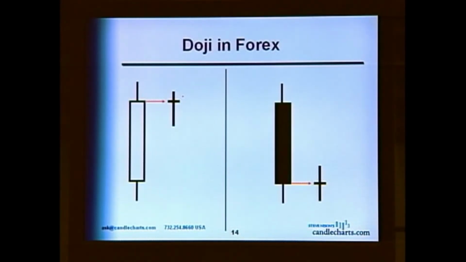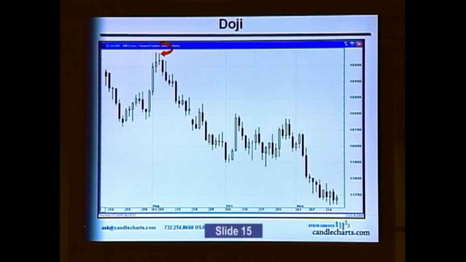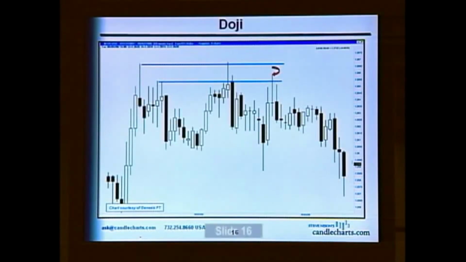Okay, so these are doji in Forex. So here, for example, it's a doji. Well, obviously, it doesn't mean the market's going to fall out of bed like it did there. Okay, here we have a doji. Why do you think the odds of this doji calling a turn are higher than they would be without those blue lines? What are those blue lines? Resistance.